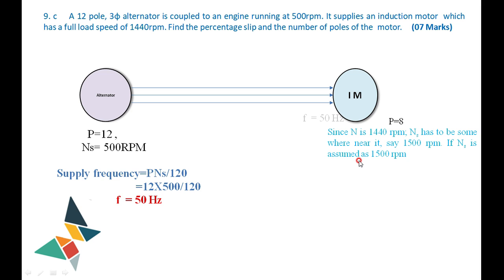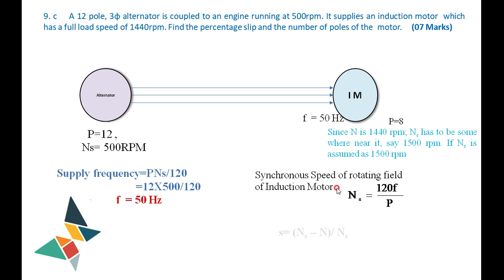In that case, the calculation of P is very simple. The synchronous speed of the rotating magnetic field of the induction motor, which you have chosen, is 1500 rpm. From that, you have to find S equal to Ns minus N divided by Ns. Therefore, how are we calculating the slip? Ns is assumed 1500, N is already given, 1440. You can substitute and calculate the value of the slip. The slip I am getting here is 0.04. Percentage slip, if you express it, is 4%.